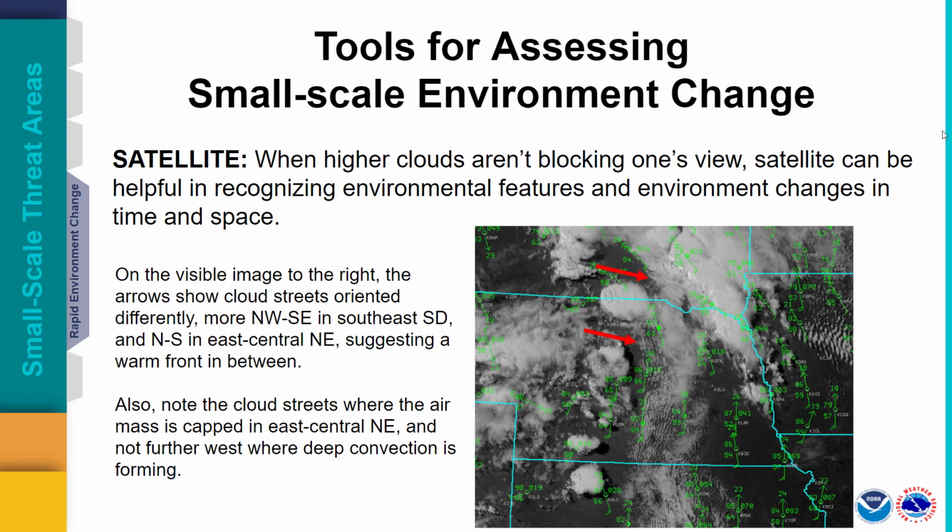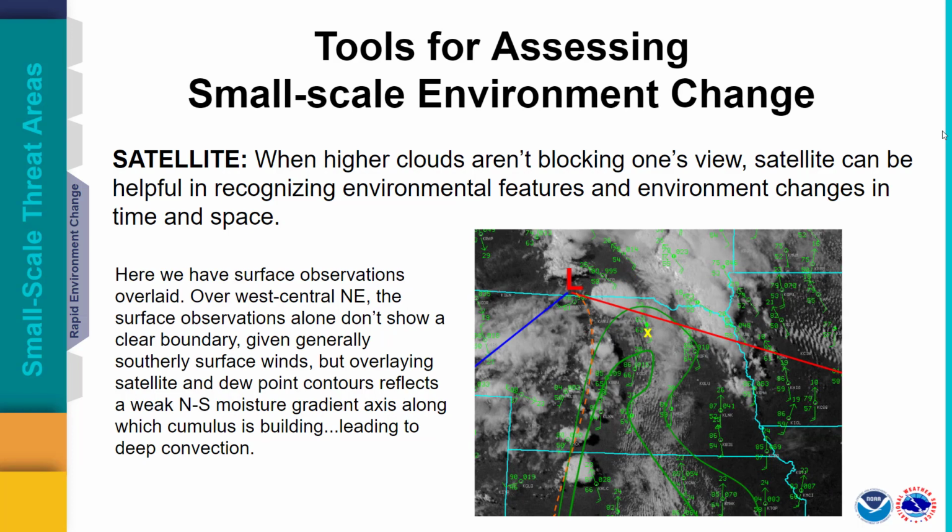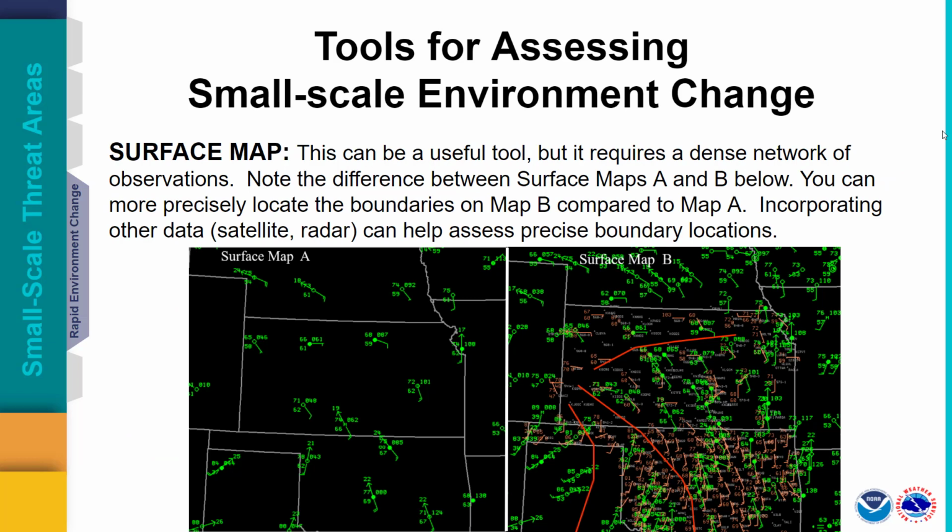and not further west where deep convection is forming. Notice the surface observations overlaid on the satellite image. Over west central Nebraska, the surface observations alone don't show a clear boundary, given a generally southerly surface wind. But by overlaying satellite and also dew point contours, we can see a weak north to south moisture gradient axis along which convection is trying to develop. The surface maps can also be quite useful, but a good surface analysis requires a dense network of observations.